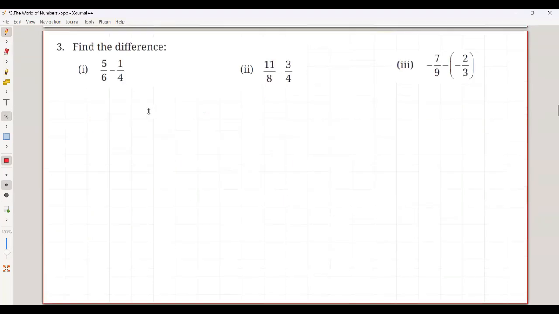Third question: find the difference. Find the difference is nothing but you have to subtract. For subtraction also, if two rational numbers are given, always go with the butterfly method. We can give preference to the butterfly method.